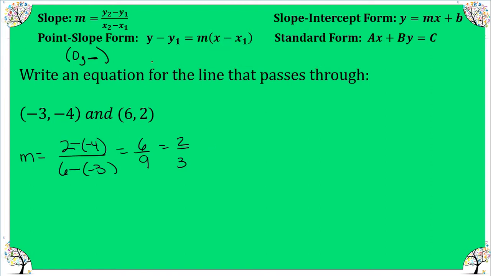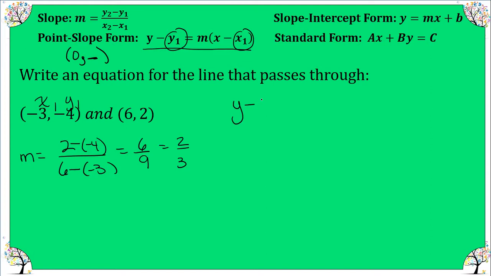Now, I'm going to use point-slope form to find my equation, and then I will convert it to slope-intercept form. I'm always going to use my first point given to be the point for y1 and x1. So we're going to substitute m with 2/3. We're going to replace y1 with -4, and we're going to replace x1 with -3. We're going to be real careful because we have subtracts and negatives in this equation.